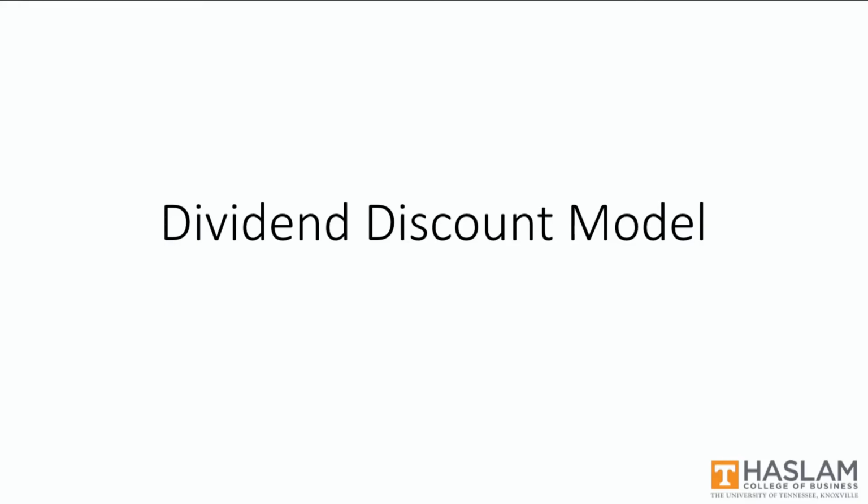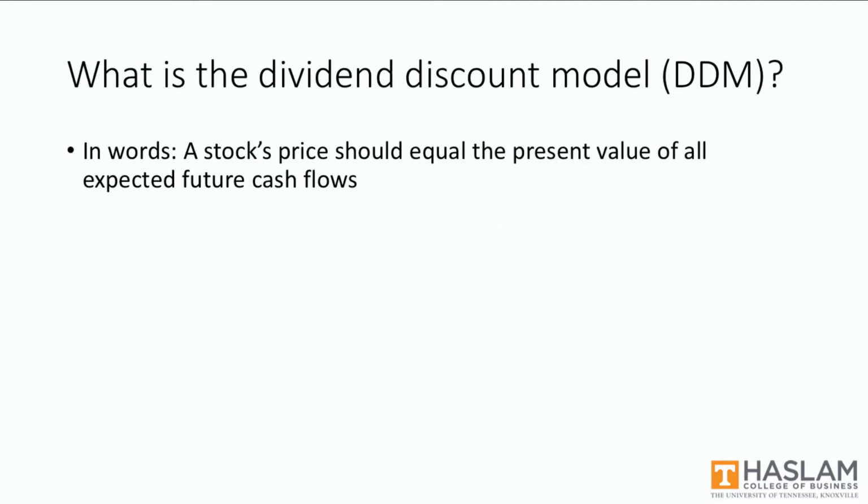The dividend discount model is a tool equity investors can use to determine how much to pay for a stock. In words, the dividend discount model simply says that a stock's price should equal the present value of all expected future cash flows. Now, there's a couple of key terms in this definition that I want to focus on. First, we have this phrase, the present value of all expected future cash flows.